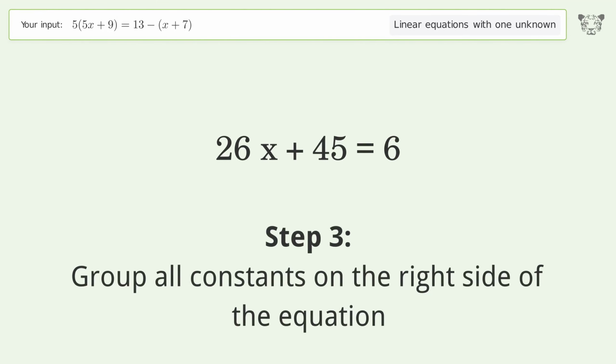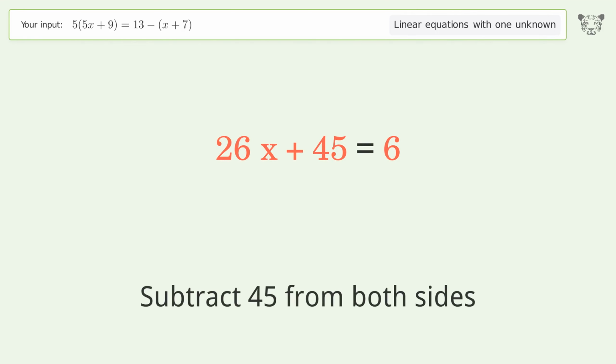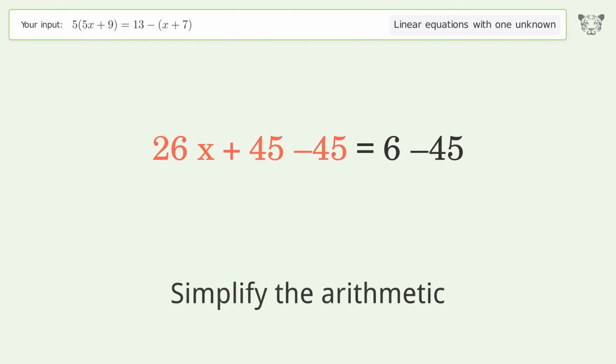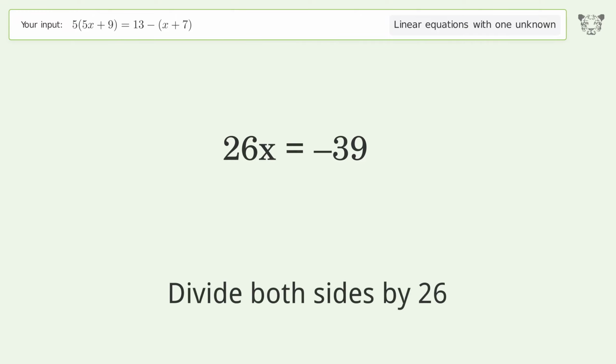Group all constants on the right side of the equation. Subtract 45 from both sides. Simplify the arithmetic. Isolate the x. Divide both sides by 26.